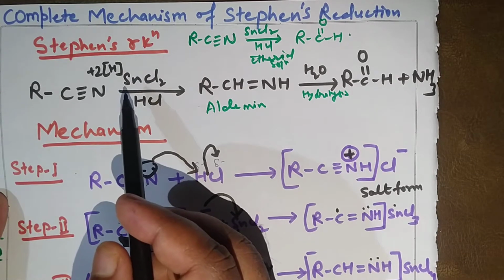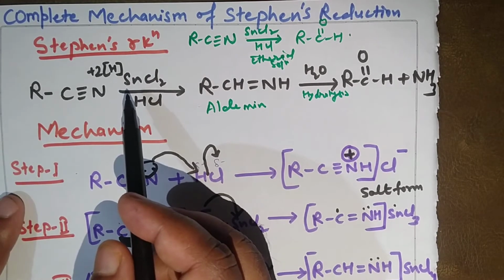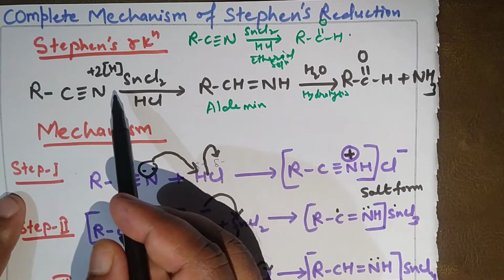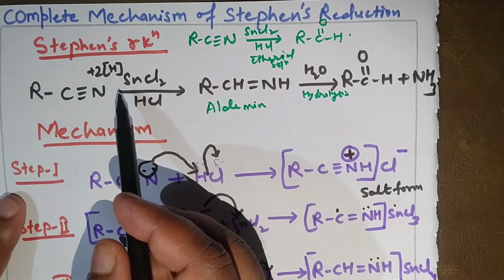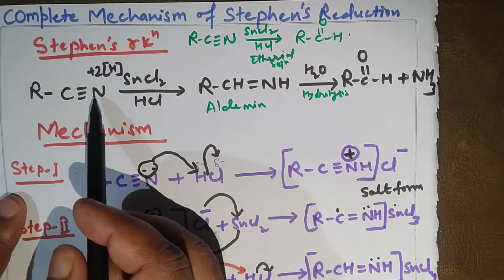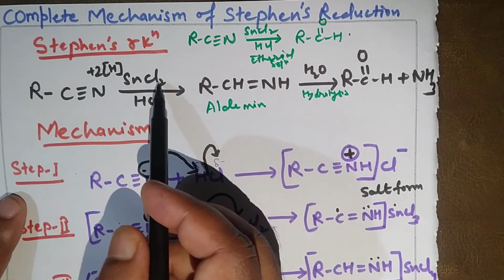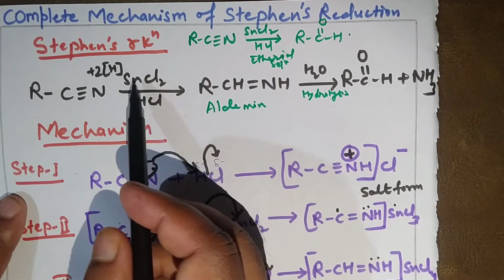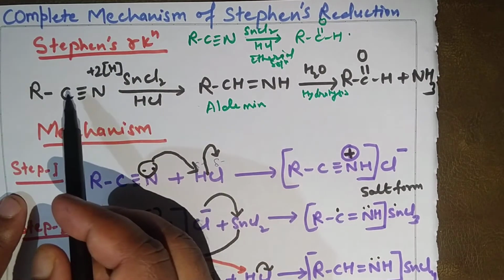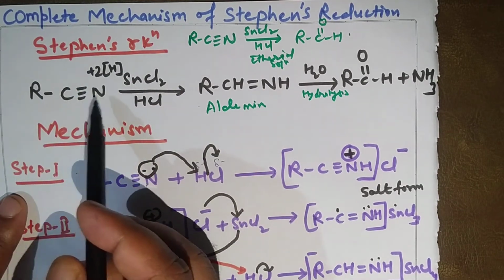Now we will discuss the mechanism in detail. Before that, we are going to deal with how these reactions proceed. Here you can see alkyl cyanide and SnCl2. It is a reducing agent. So what is the role of SnCl2? It reduces the alkyl cyanide.